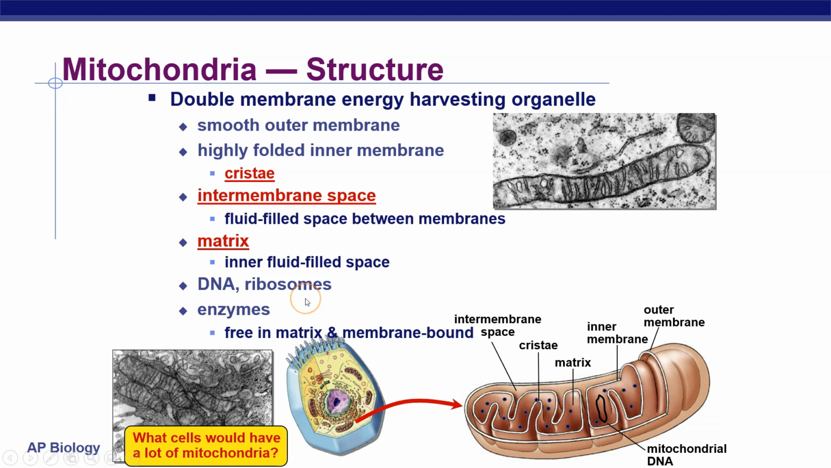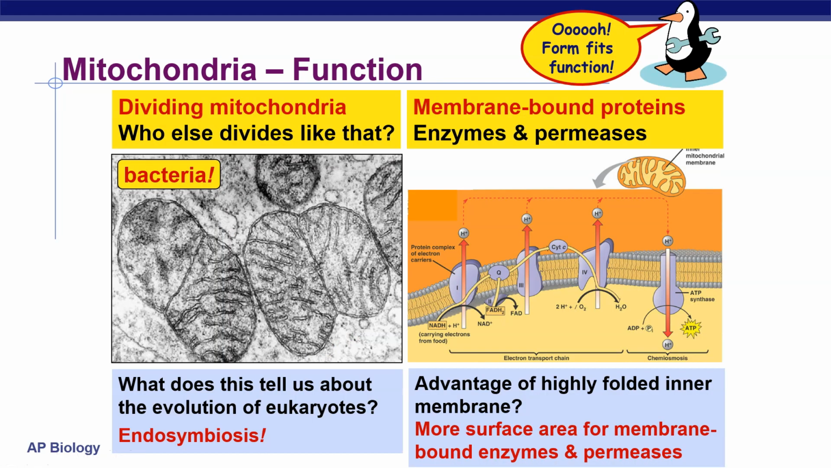Next, we have the matrix, which is kind of like the equivalent of a cytoplasm for mitochondria. It's a fluid-filled space inside of this mitochondria, inside the organelle. The mitochondria also possesses its own DNA and ribosomes, along with enzymes. That's strong evidence for the fact that this was likely its own organism and lends credence to the idea of endosymbiosis.